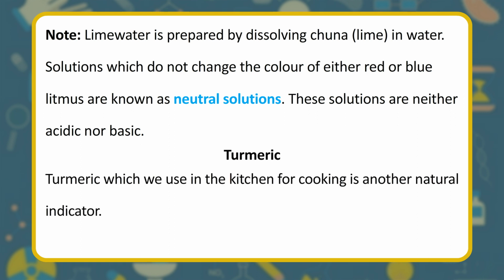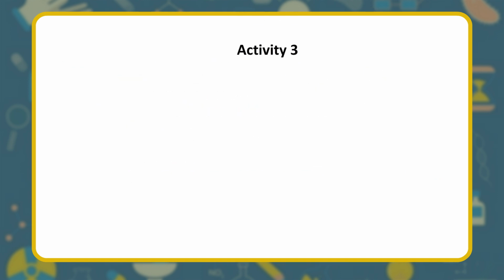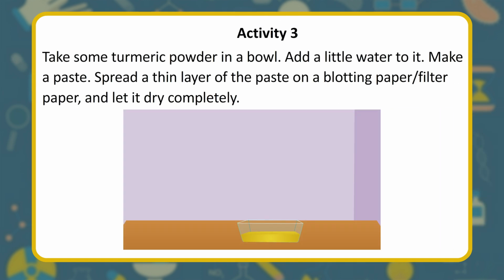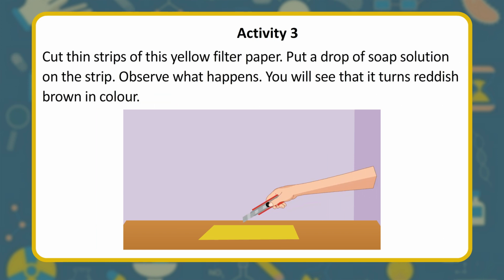Turmeric. Turmeric, which we use in the kitchen for cooking, is another natural indicator. Activity. Take some turmeric powder in a bowl. Add a little water to it. Make a paste. Spread a thin layer of the paste on a blotting paper or filter paper, and let it dry completely. Cut thin strips of this yellow filter paper. Put a drop of soap solution on the strip. Observe what happens. You will see that it turns reddish-brown in color.